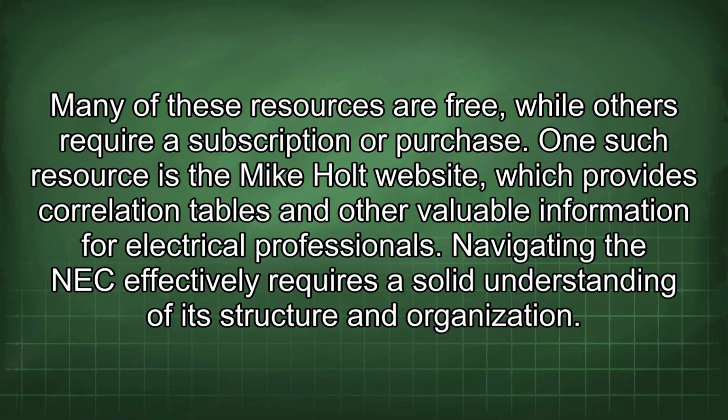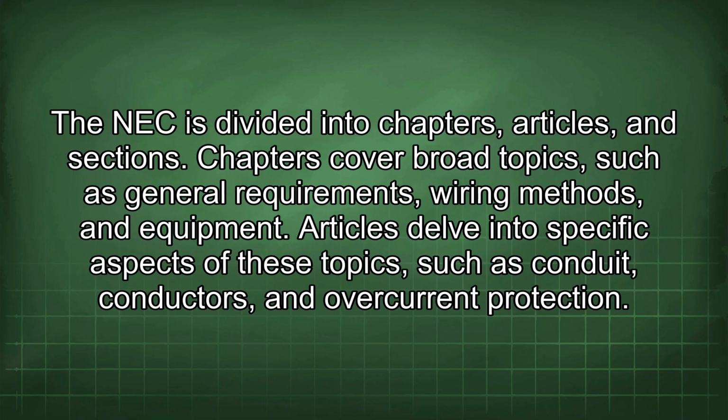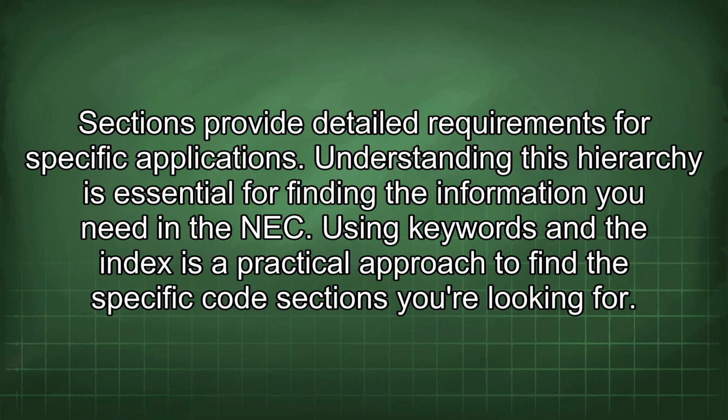Navigating the NEC effectively requires a solid understanding of its structure and organization. The NEC is divided into chapters, articles, and sections. Chapters cover broad topics such as general requirements, wiring methods, and equipment. Articles delve into specific aspects of these topics such as conduit, conductors, and overcurrent protection. Sections provide detailed requirements for specific applications. Understanding this hierarchy is essential for finding the information you need in the NEC.